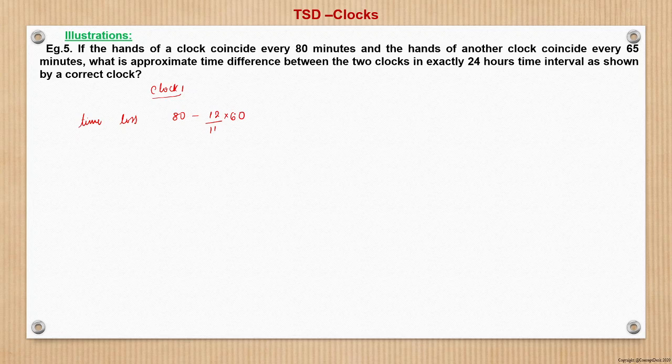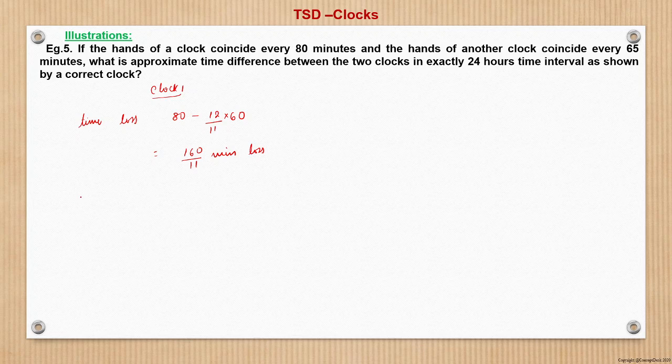This we will convert to minutes. So this will be 12 by 11 into 60, so this will be 880 minus 720, which is 160 upon 11 minutes. So this is the time loss.